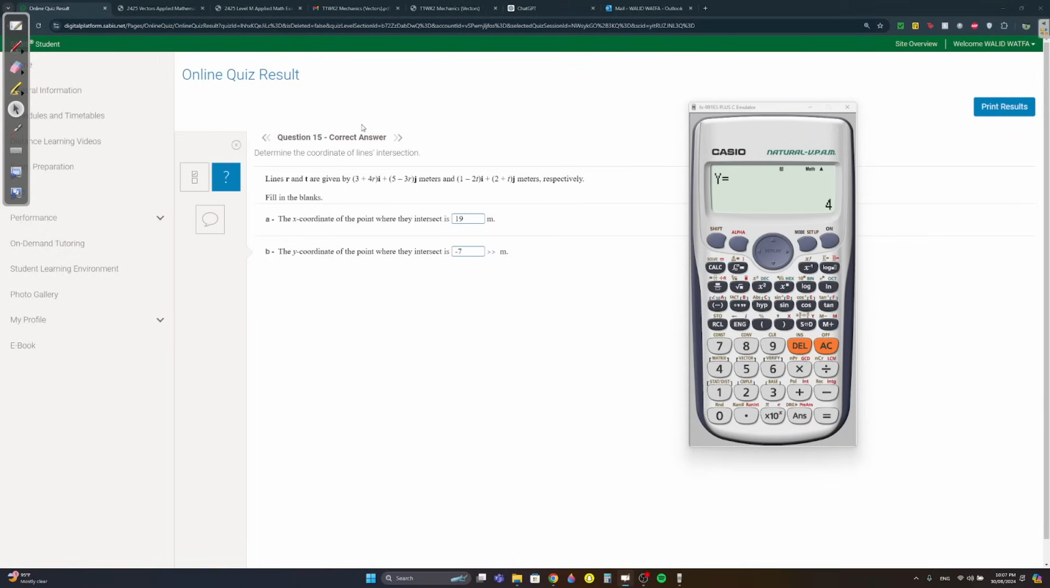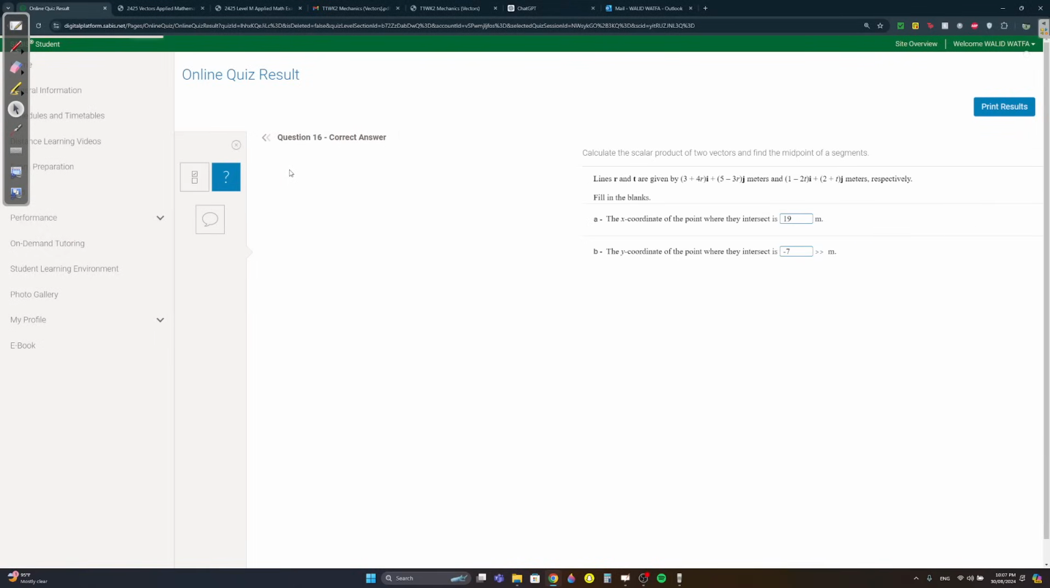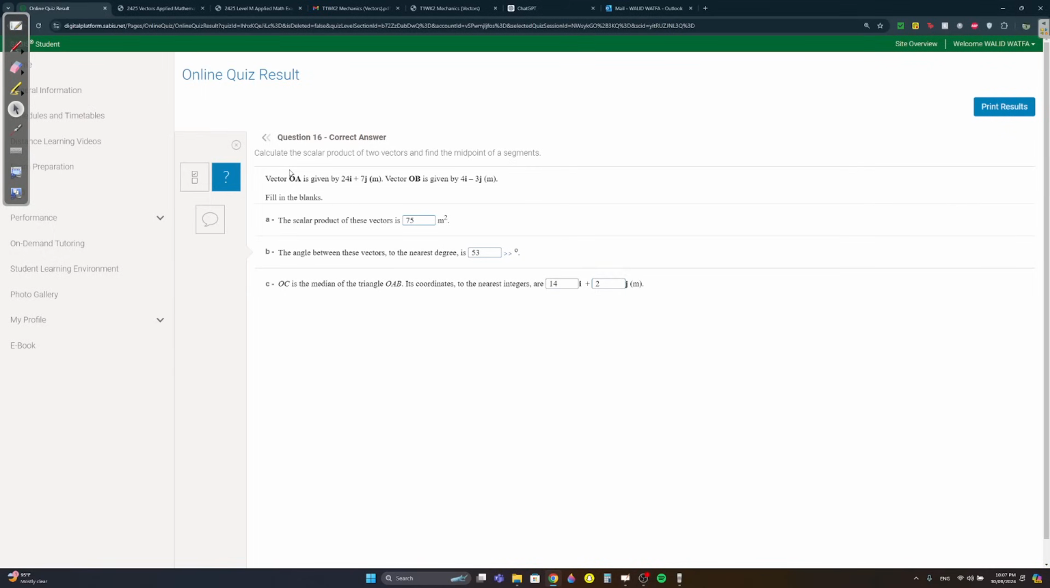Okay, I think 16 is the last question. Yes, okay. You have two vectors. Let's find the scalar product. Very easy. We know the scalar product is x1 x2 plus y1 y2. So 24 times 4 plus 7 times minus 3. And you get 75 because 96 minus 21 is 75.